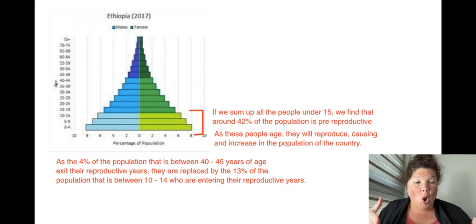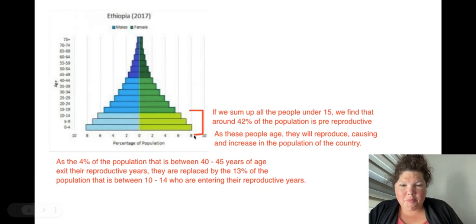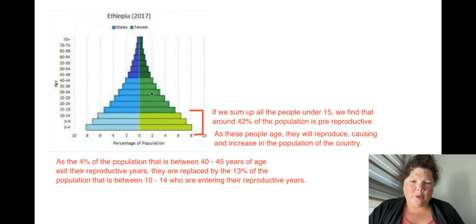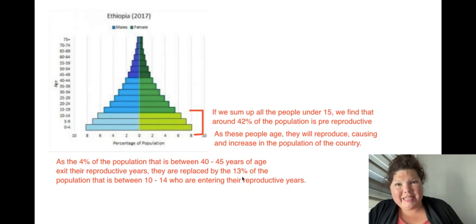So as they get older, they're going to continue to reproduce. They're going to have a lot more children, causing these bars to get larger and larger and larger. Now, we notice that there's only about 4% of the population right now in that 40 to 45 year range. They're about to leave the reproductive years, but they're going to be replaced by 13%.